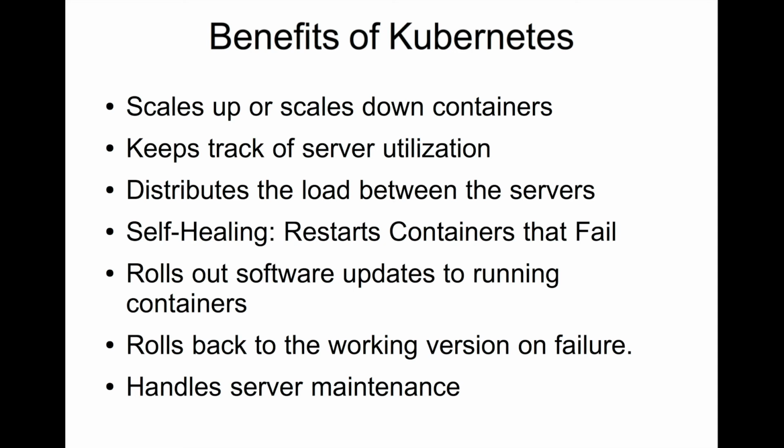It handles server maintenance by automatically moving containers away from the server undergoing maintenance. It provides high availability by distributing containers across many different servers. Also, when a server fails, Kubernetes automatically recreates those containers that were running in a failed server in a new set of servers.